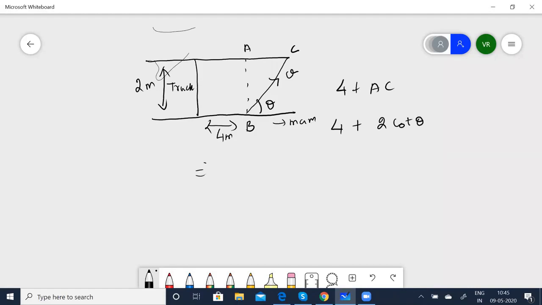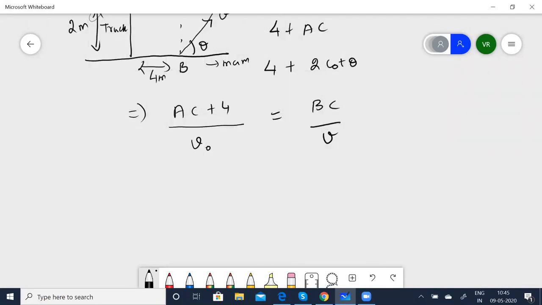So that gives you (AC plus 4) divided by V0, which is equal to VC by V. Now equate both and solve it. Now you know V0 is 8. So you can substitute for AC plus 4, so (4 plus 2 cot theta) divided by 8 is equal to VC, which is nothing but 2 by sine theta, divided by V.